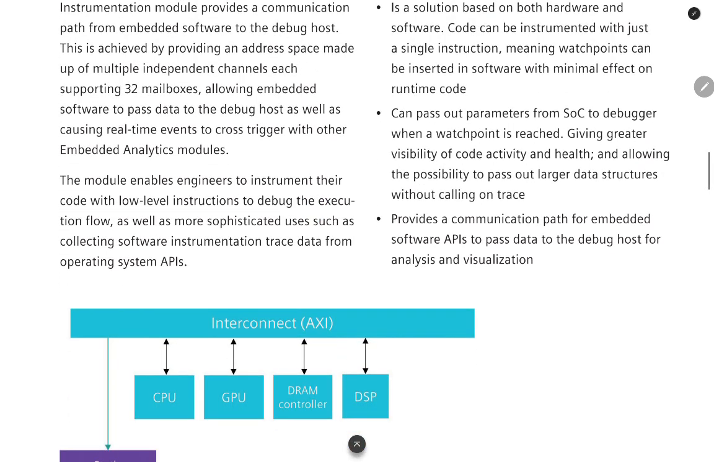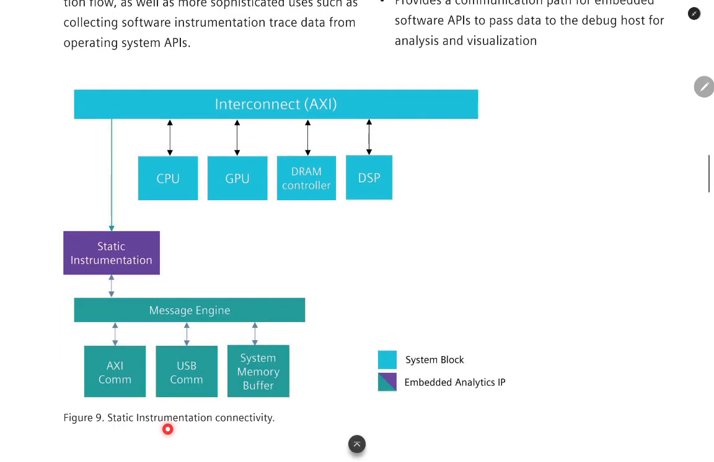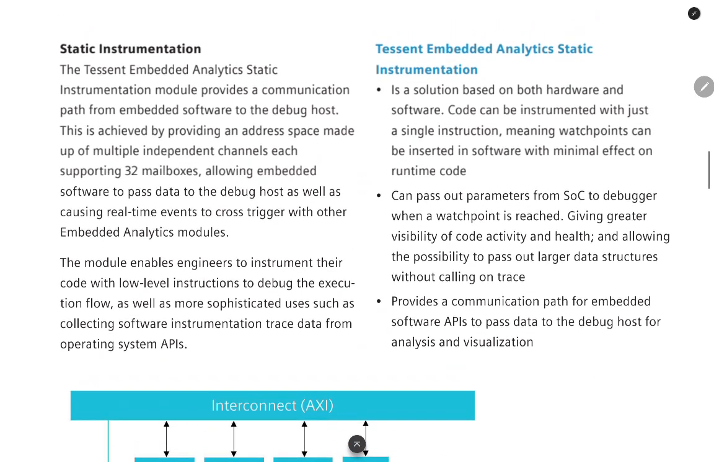The module enables engineers to instrument their code with a low-level instruction to debug the execution flow, as well as more sophisticated uses such as collecting software instrumentation trace data from operating system APIs. Figure 9 is the static instrumentation connectivity.